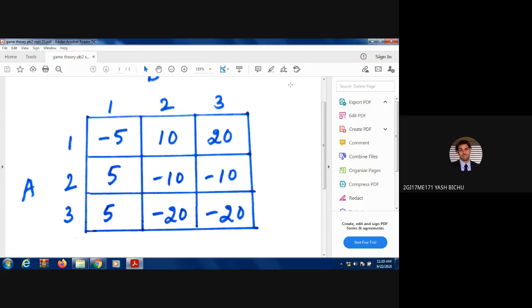In the second step, which row did you delete? The third row, because minus 20 is less than minus 10 and 5 equals 5. Delete row 3 because its values are less than or equal to row 2. Now you get a 2 by 2 matrix, A and B with 1 and 2. The values are minus 5, 10, 5 and minus 10.